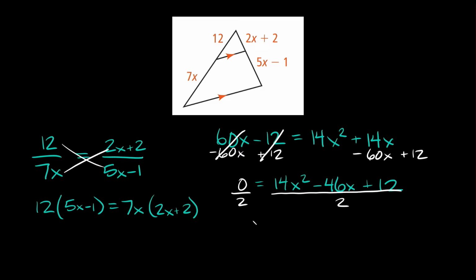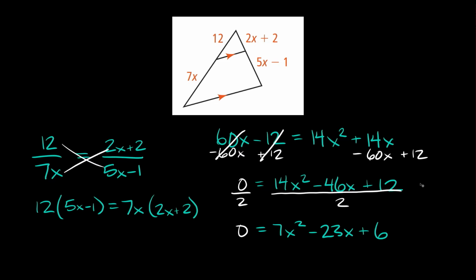So over here, 0 divided by 2 is still just 0. But then here on the right side, 14 divided by 2 is equal to 7, right? So we get 7x squared. And then negative 46 divided by 2 is negative 23, so minus 23x. And 12 divided by 2 is 6, so plus 6.